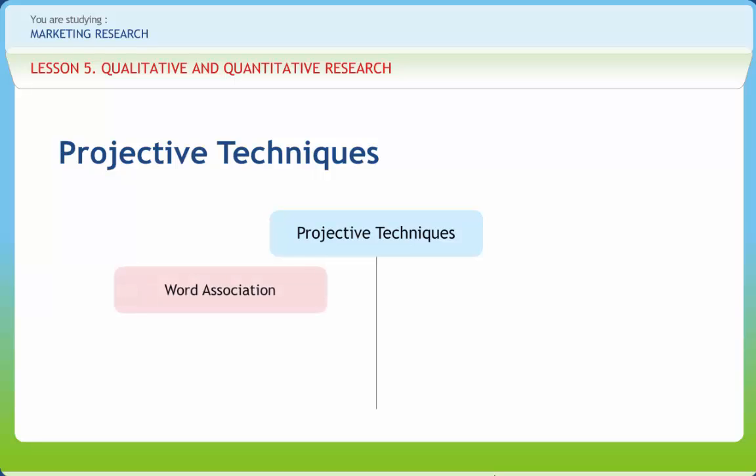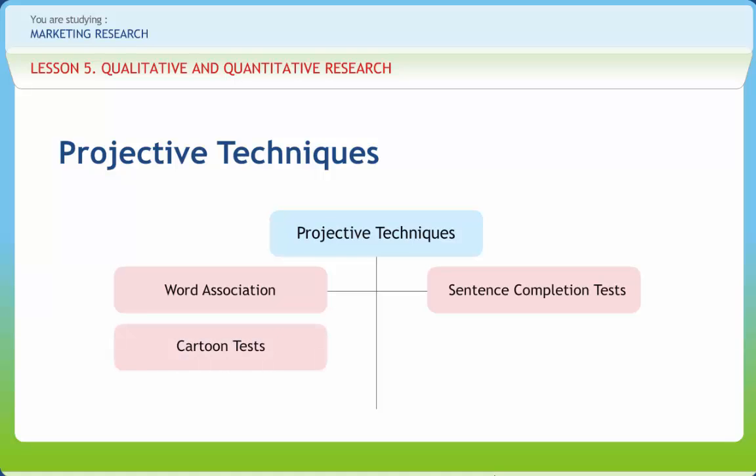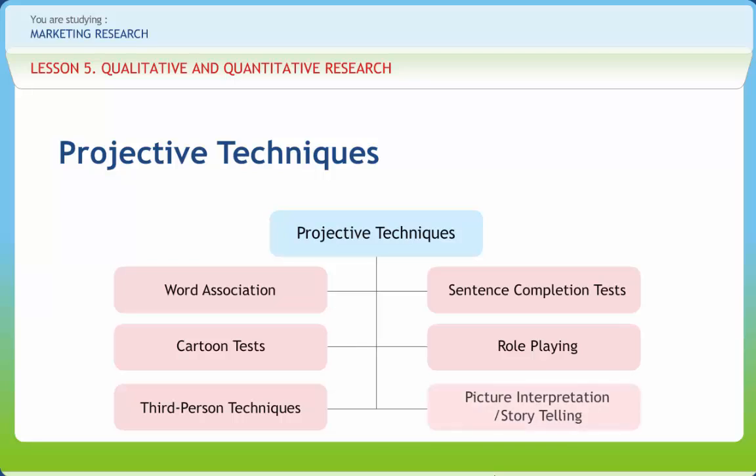In word association, customers are required to respond to the concept they're told within 2 to 3 seconds. In sentence completion, customers are required to complete sentences or stories in their own words. In role-playing, respondents are asked to assume the behavior of someone else, which is useful for empathic approaches to conflict resolution. In picture interpretation, respondents are shown a picture and are asked to tell a story describing it.